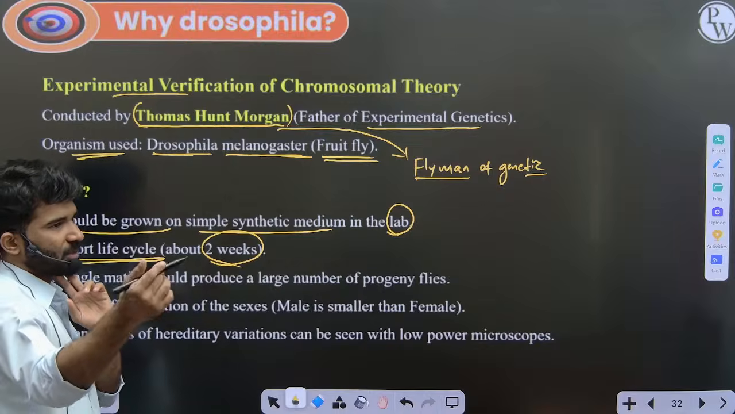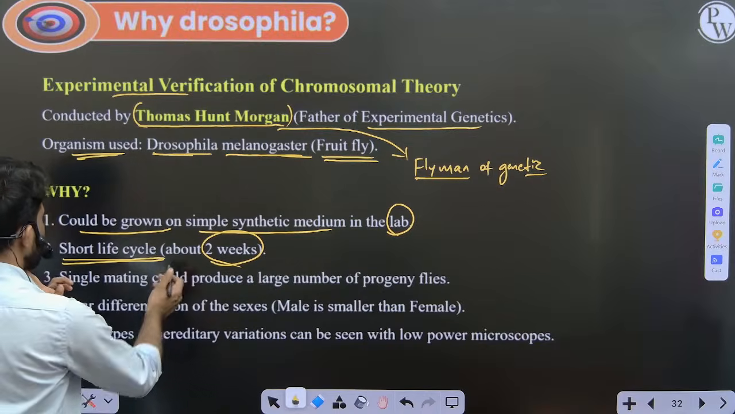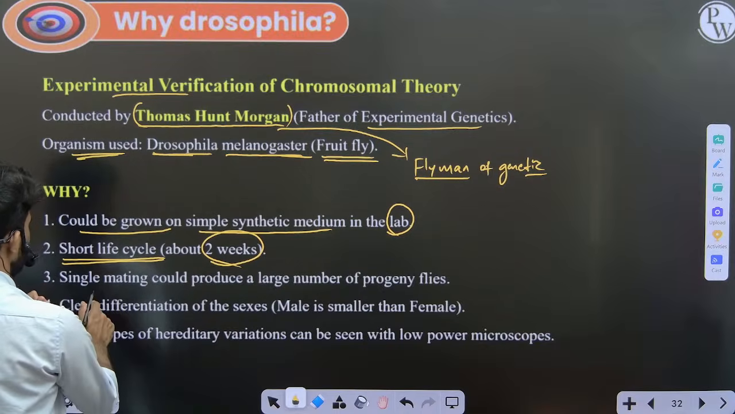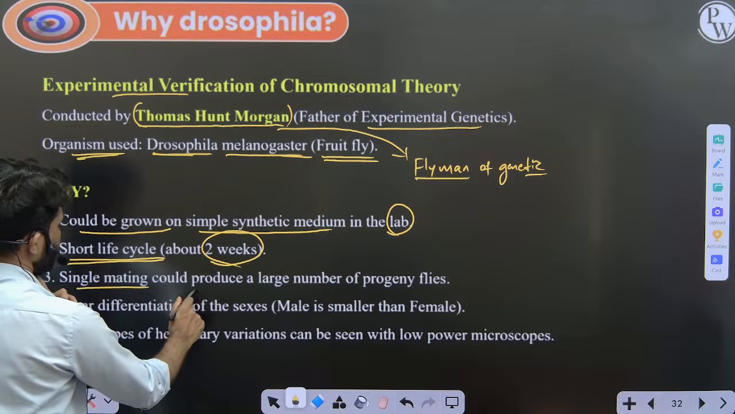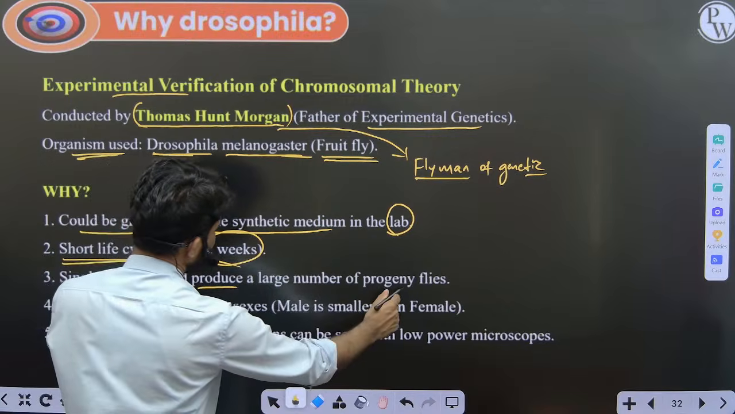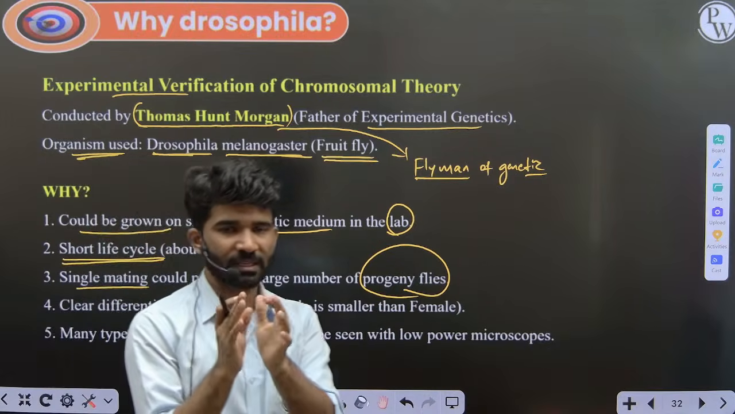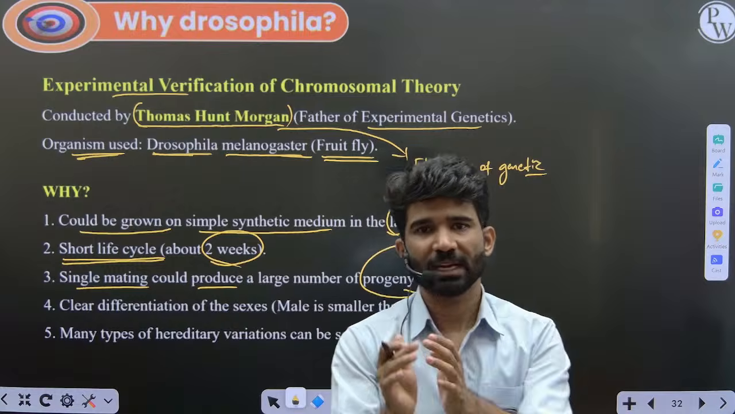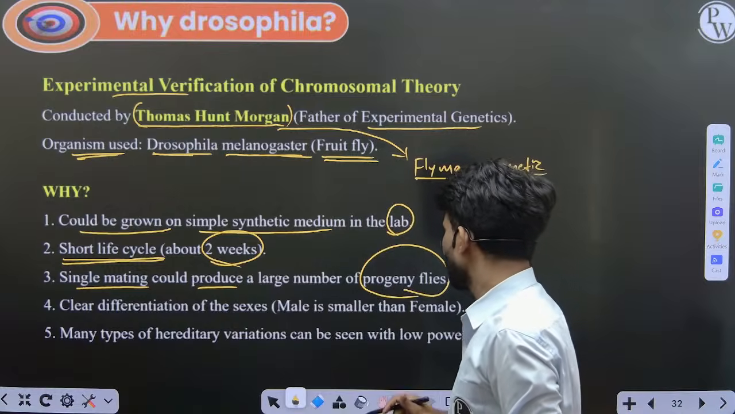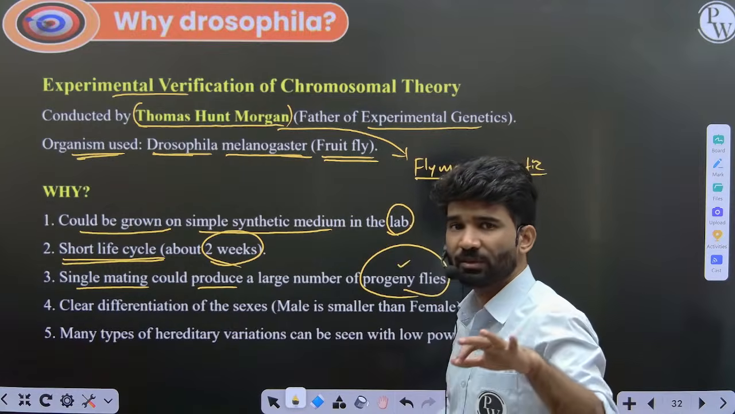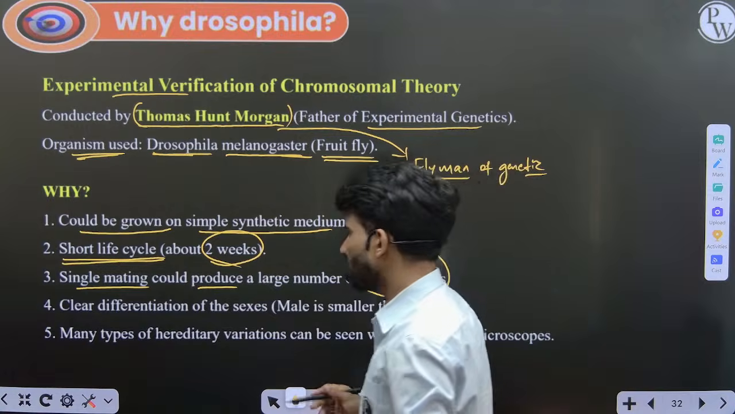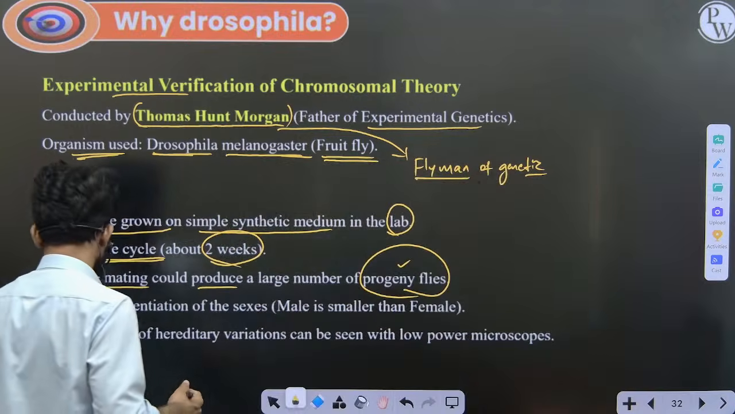A single mating will produce a large number of progeny. Right? A single mating of a population will produce a large number of offspring. Within 2 weeks, even within 1 week, you will get the progeny.